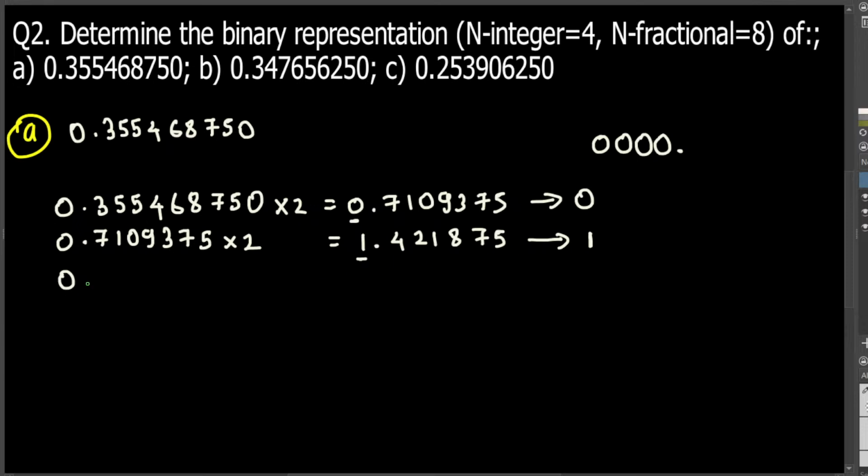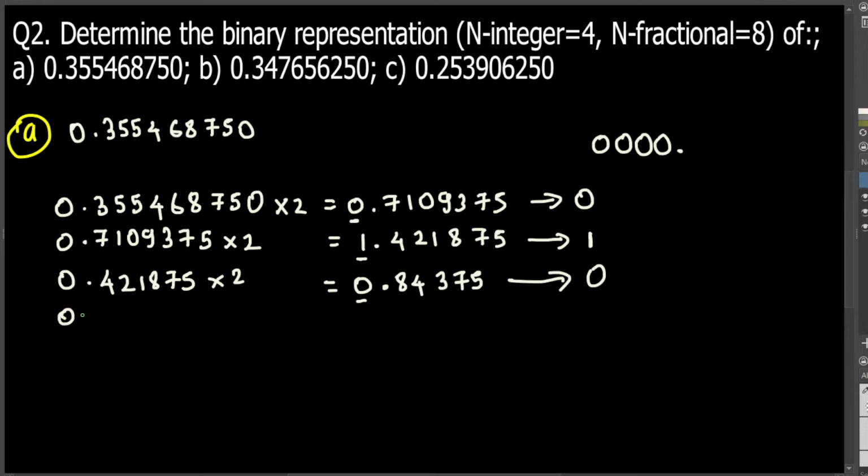So this is 0.421875, and then multiply that one by 2, that is equivalent to 0.84375, and here we have 0 right here, so that comes right here. And then the next one is 0.84375, multiply that one by 2, that gives us 1.6875. Here the value we have is 1, so that comes right here.